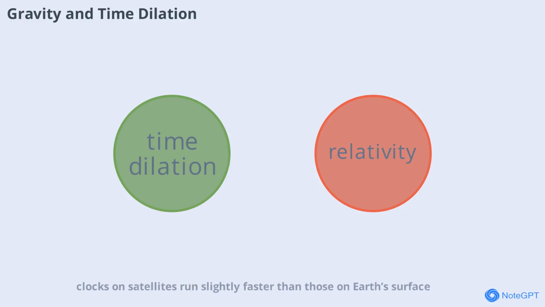For example, clocks on satellites run slightly faster than those on Earth's surface. Understanding time dilation is crucial for technologies like GPS, which rely on precise timing.